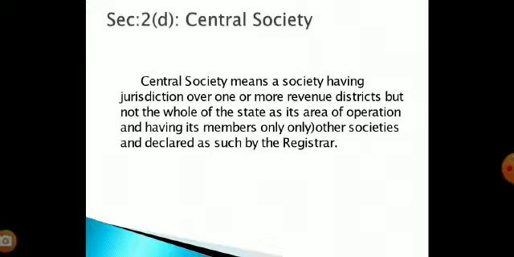That means the societies functioning with jurisdiction within the district or one or more revenue districts. Central society means a society having jurisdiction over one or more revenue districts but not the whole of the state as its area of operation, and having its members only other societies and declared as such by the registrar.